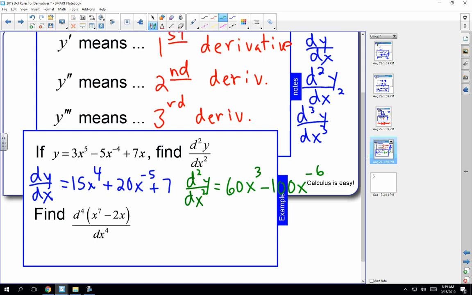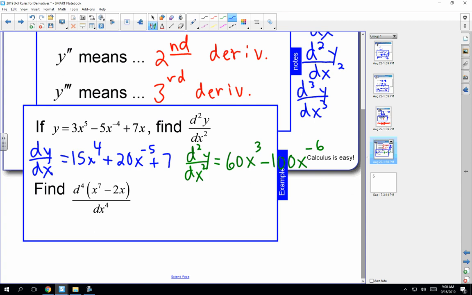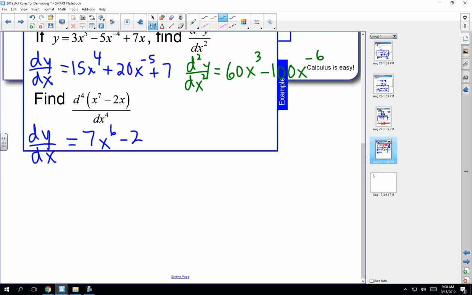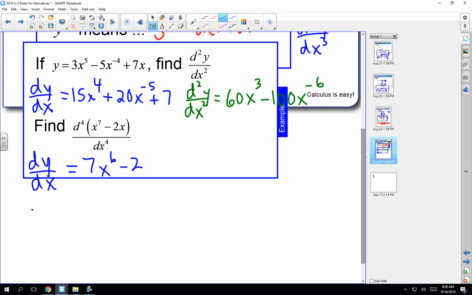All right, we can find the fourth derivative of this polynomial function. So dy dx of this guy is going to be 7x to the 6th minus 2. And then the second derivative, d2y dx2, is equal to 42x to the 5th, and the constant function is equal to 0.